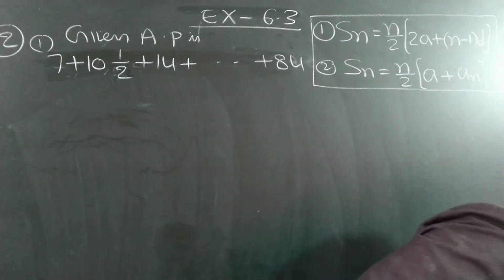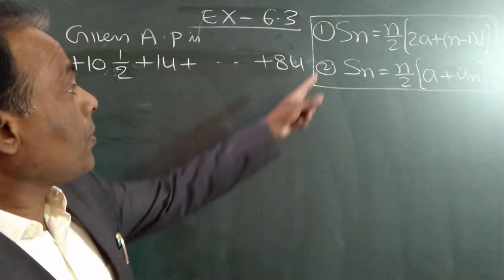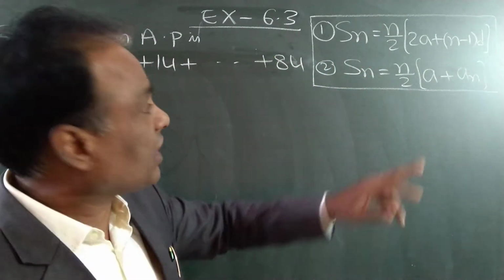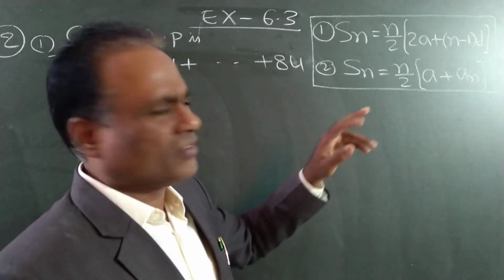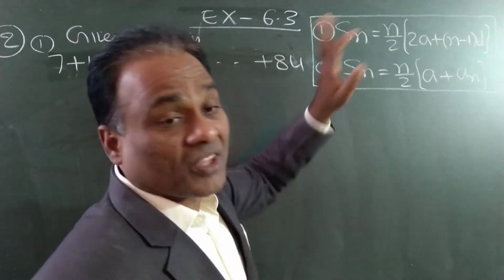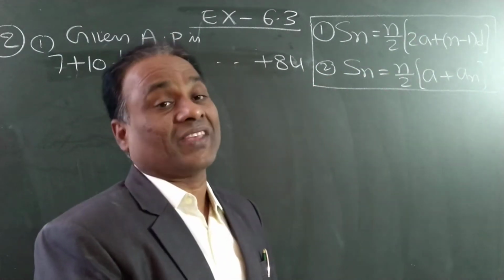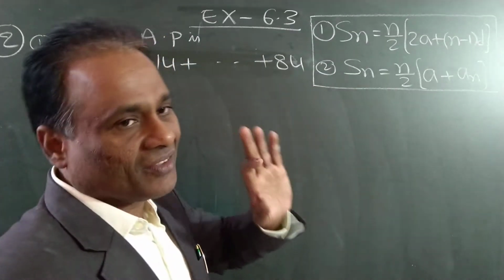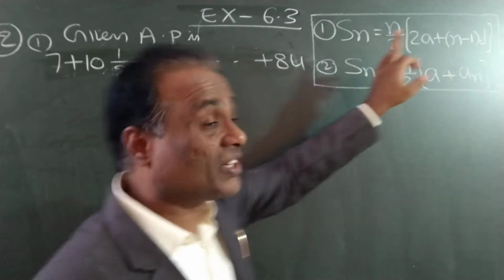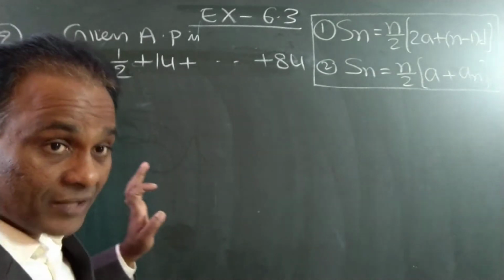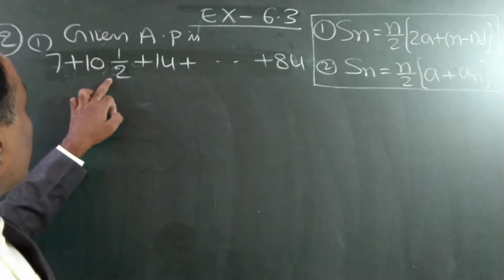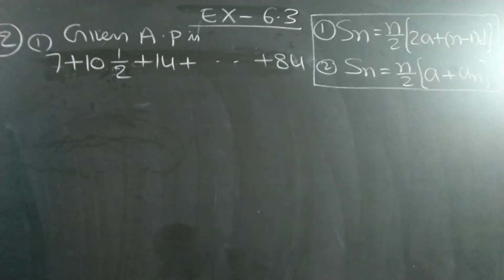See here, for the sum of some number of terms in a progression, I gave the two formulas. From this only I derived this. This is not a separate new formula. So I gave the formula n by 2 into 2a plus n minus 1 into d. In this, I will remind you the symbols. What is a? First term. What is d? Second term minus first term. This minus this, the difference is d.